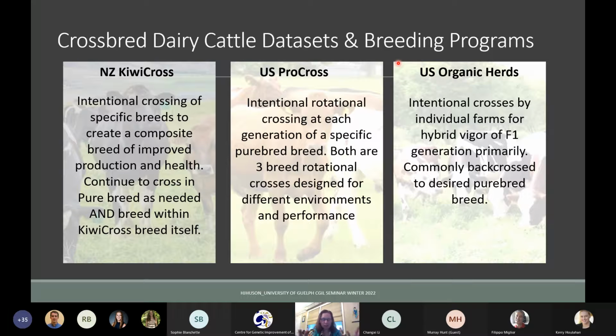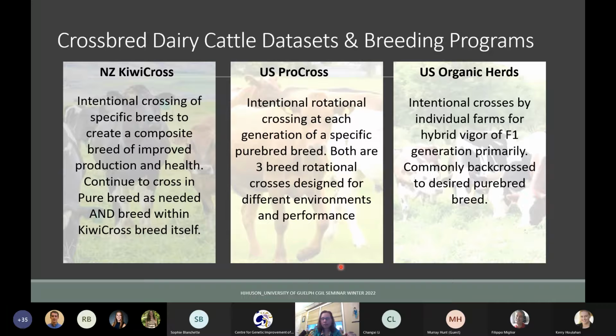This is a very collaborative study. We have 3 different crossbred data sets that are very different from one another. We're working with LIC in New Zealand, who have an extremely well-established Kiwi cross, crosses of Holstein Friesian and Jersey. The unique part here is that they breed animals within this Kiwi cross group, though they also still use purebred animals. We also have a population of US Pro Cross, as well as another group called Gray's Cross, and I'm going to show you some data on that.